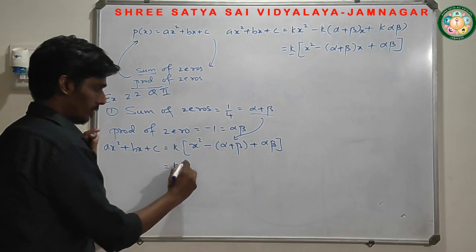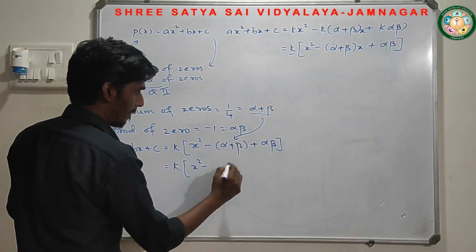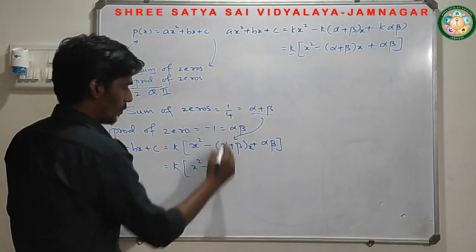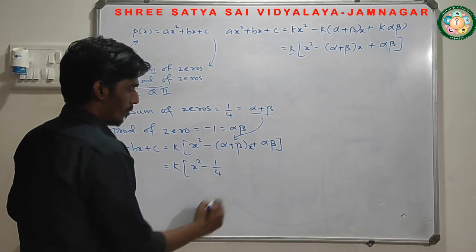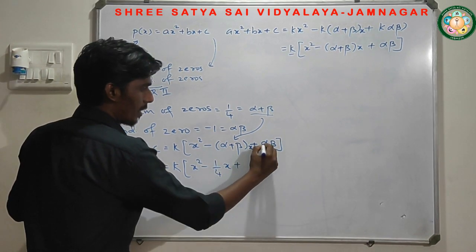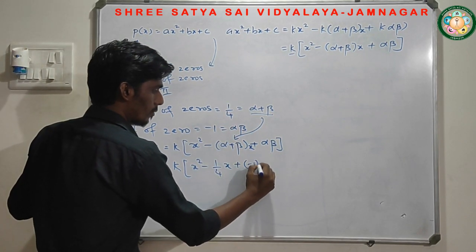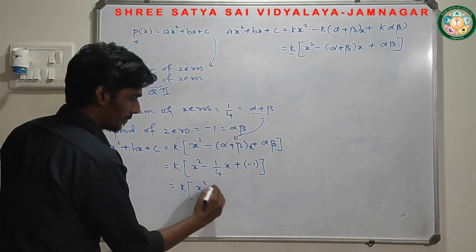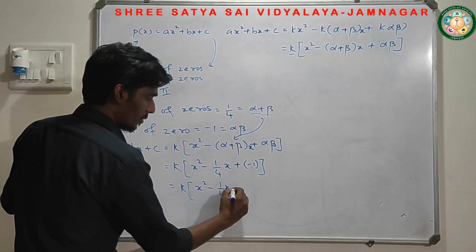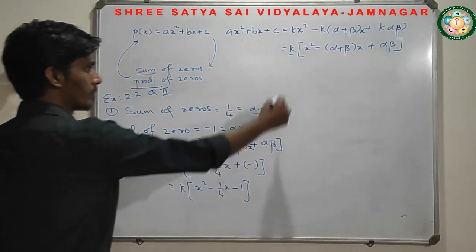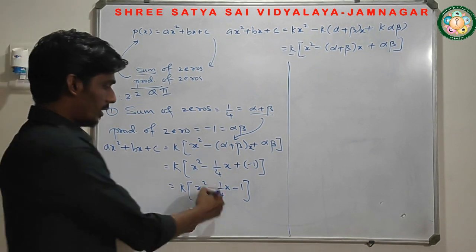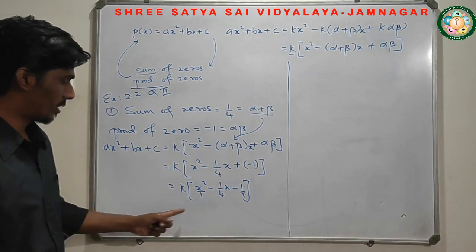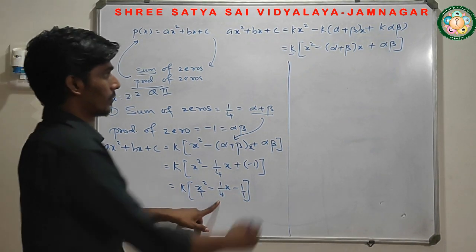So k as it is, x square minus, here x, alpha plus beta is how much? 1 by 4. So 1 by 4 into x, plus alpha into beta is how much? Minus 1. So k is equal to x square minus 1 upon 4 x minus 1. Now for the next step, this is not our final answer. If nothing is there, it means 1. Here also 1. What is the LCM of all the three terms? 4 is the LCM.